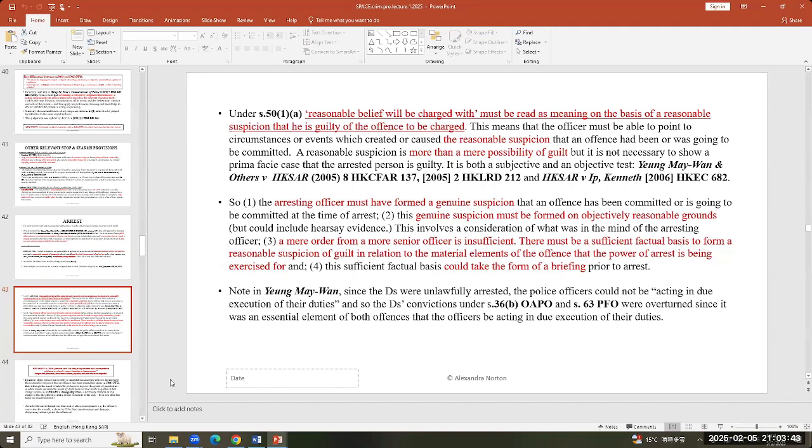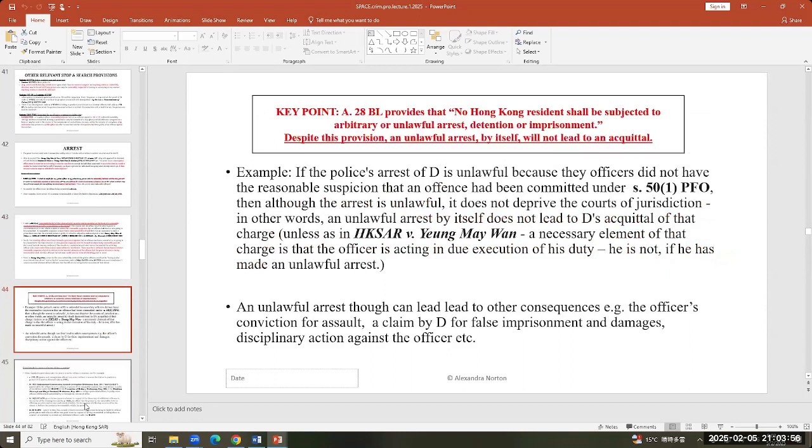So I don't think you need to worry too much about the facts, but you just need to understand that this reasonable suspicion of guilt has to be based on objective factors. So we have this concept that an arrest has to be lawful, but I want you to be aware of the fact that even if the arrest is unlawful, it doesn't necessarily mean that the defendant will be acquitted.